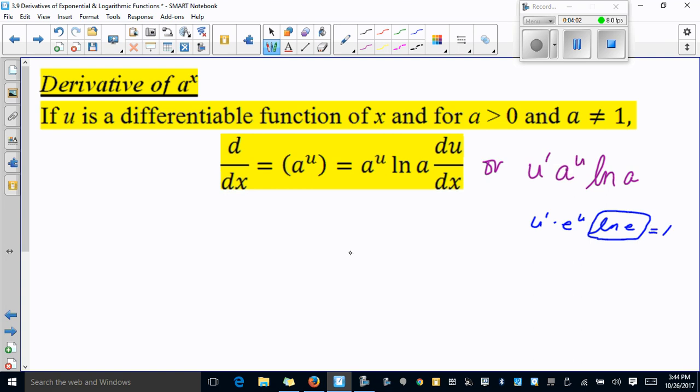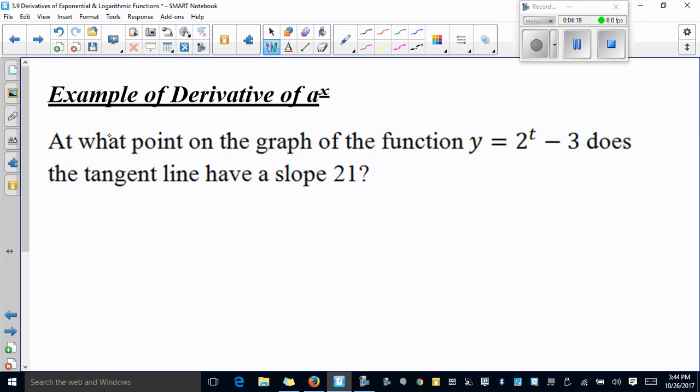So on this one here, example of derivatives of a to the x: at what point on the graph of the function y equals 2 to the t minus 3 does the tangent line have a slope of 21? So we'll come over here. When we do the derivative, we're going to have y prime equals whatever the derivative of 2 to the t is, minus 0. So we don't have to worry about this. I don't want you guys going, what happened there? Derivative of 3 is 0.